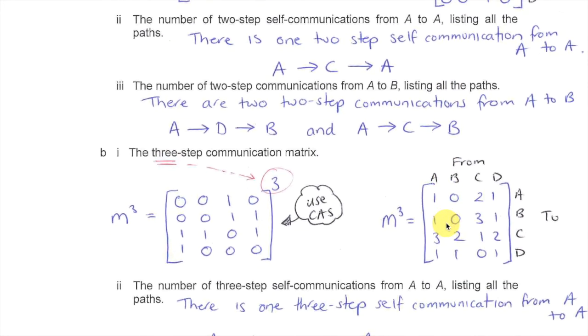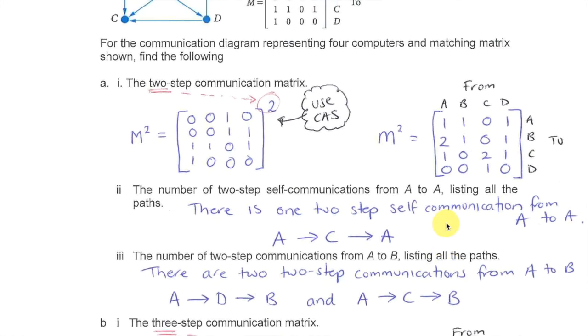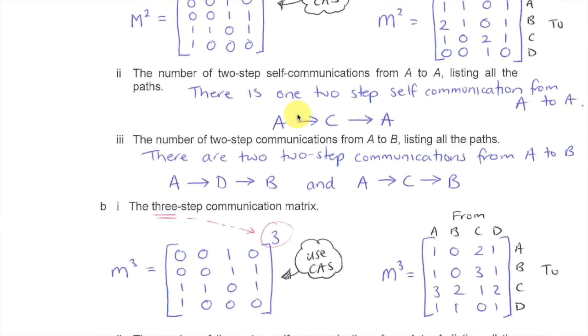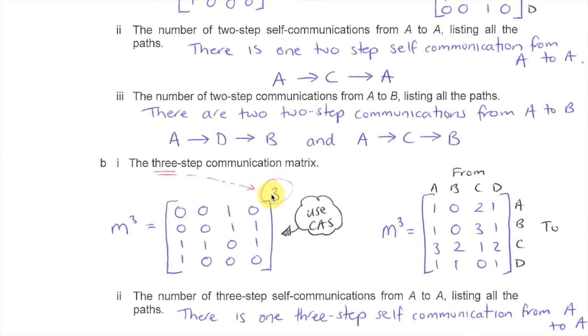Now we're after the three-step communication matrix. So we take our original M matrix that shows us all the direct connections, and we just raise that to the power of 3. There it is, to the power of 3, and that's what we get.